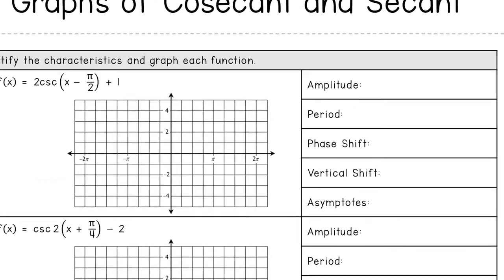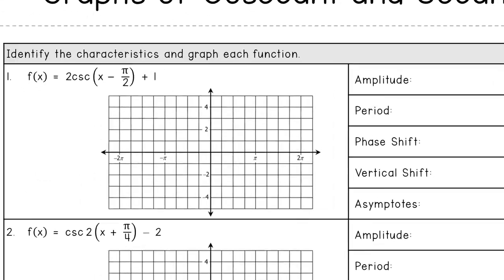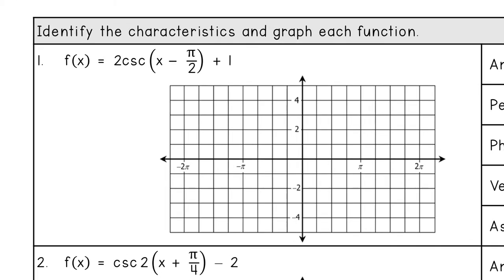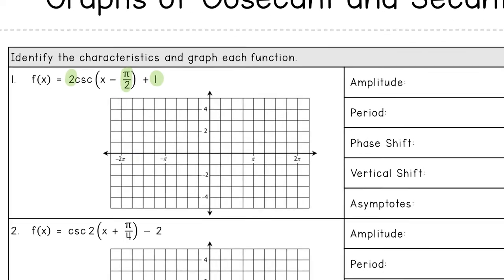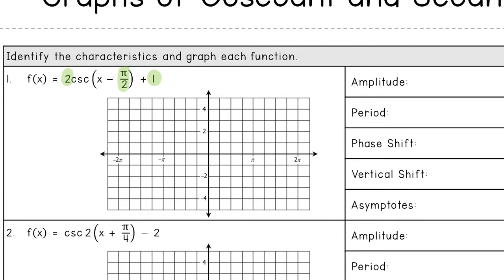Okay, so our first one says identify the characteristics and graph each function. So pretty much any number I see is going to be a characteristic. So that 2, this pi over 2, and this 1. Okay, but how do they go with the characteristics? So the fact that A is 2 means that our amplitude is going to be 2. We're going to be 2 away from the midline.